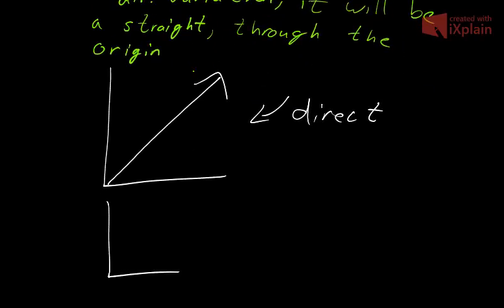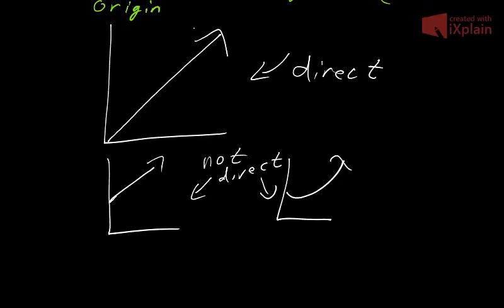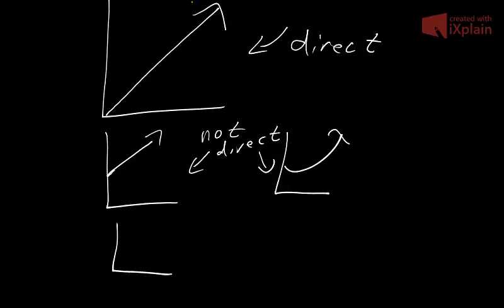And if we had anything else like this, or maybe a curved line, both of these would be not direct. And just to make it very clear, if I have a graph that is curved but goes to the origin, it is still not direct. It has to be a straight line that hits the origin. That makes it a direct relationship, direct variation.